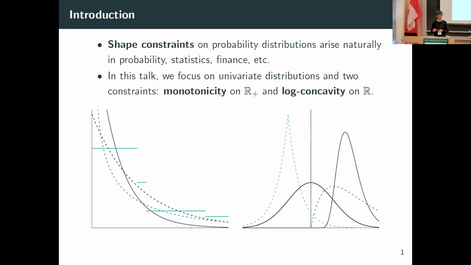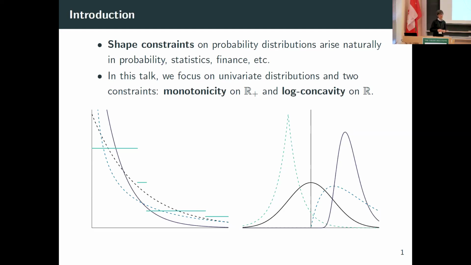Shape constraints have many forms, and there are many applications. For example, in economics, let's say you have a production function. If you want to say that you have diminishing returns, then you want the function to be concave. Or when you have a utility, you want it to be concave for investors to be risk averse. And in this particular talk, I'm interested in a shape constraint on a probability distribution.